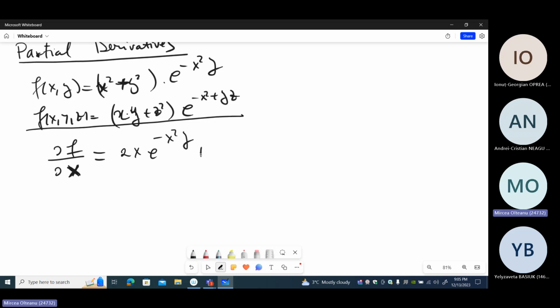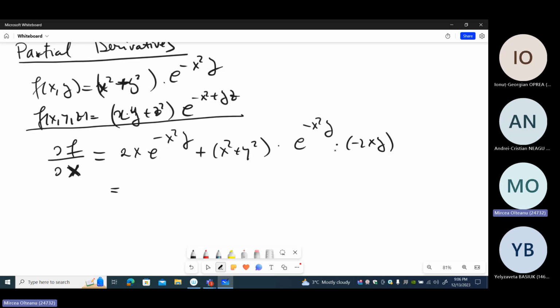It's a product, yes? We apply the usual rule for the product. Plus x squared plus y squared, not differentiated, times the derivative with respect to x of the exponential, which is e at minus x squared y, times the derivative with respect to x, minus 2xy. Very well.